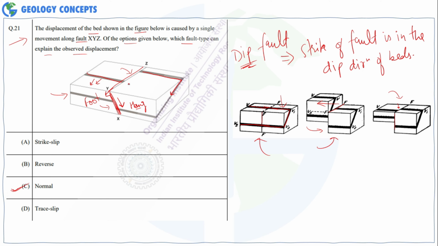Now the only confusion here can be between strike slip fault and normal fault, but it cannot be a strike slip fault, because if it would have been a strike slip fault, this offset which you get here in the cross section would not be possible. There will be just offset on the map view and not in the cross section view. But the correct answer here will be the normal fault.